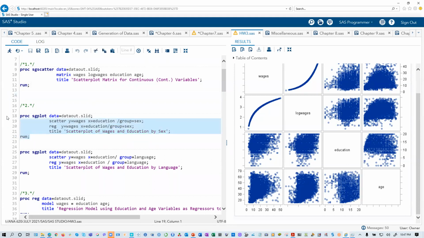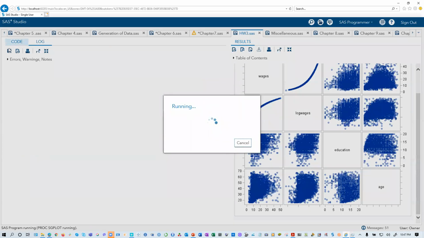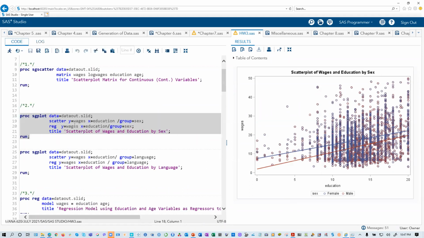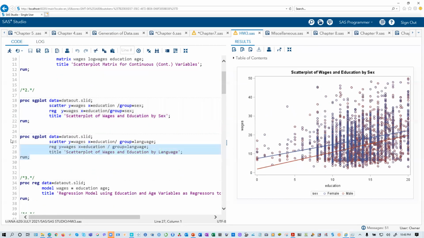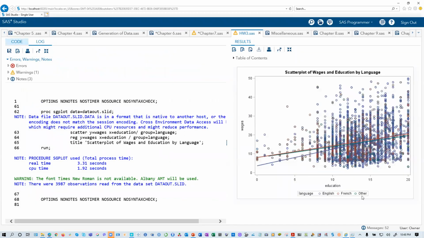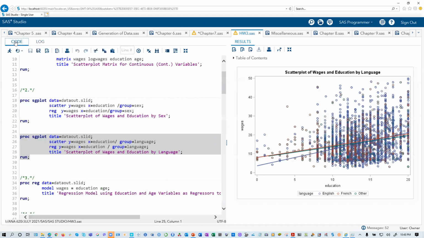It's the same thing that we saw earlier for salary versus education. Pretty much the same way. You see, they look parallel. You see the scatter plot for the males and females. So wages versus education by sex and by language, same thing. You can get this done by languages. There are three languages we were talking about: English, French, and other, so three lines, plots and their regression lines.